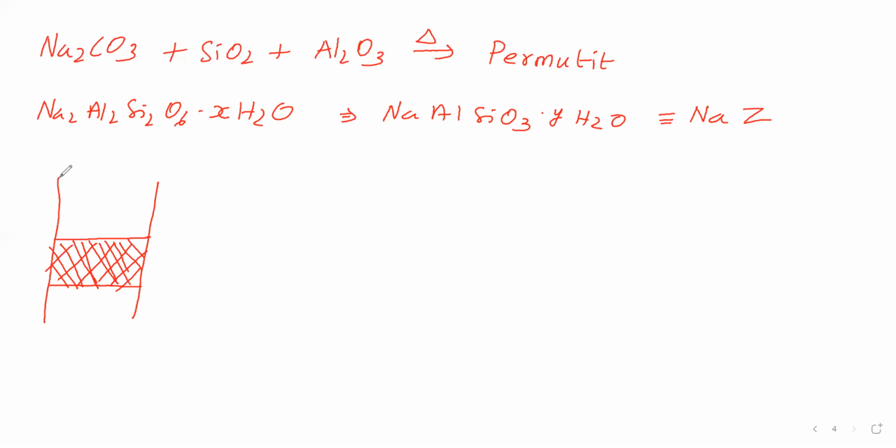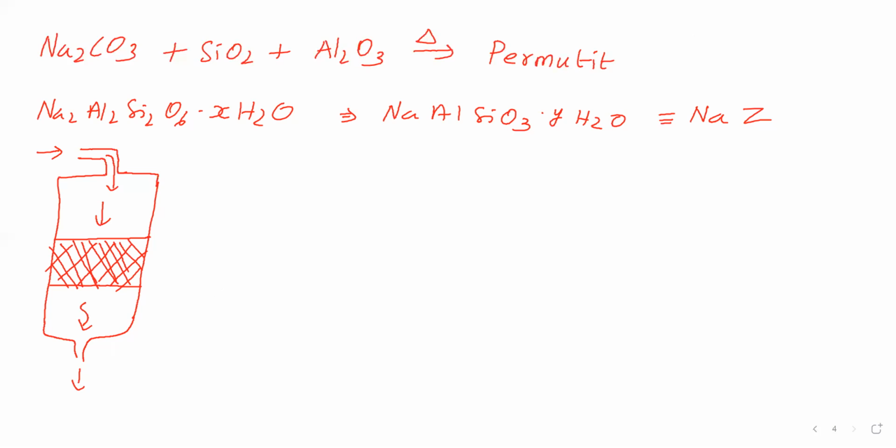Then you pour water causing hardness, water causing temporary hardness as well as permanent hardness. That water you pass through here. Water is percolating through this permutit and coming out. Let us collect the water coming out. In this water, calcium ions, magnesium ions, and ferrous ions are not present.